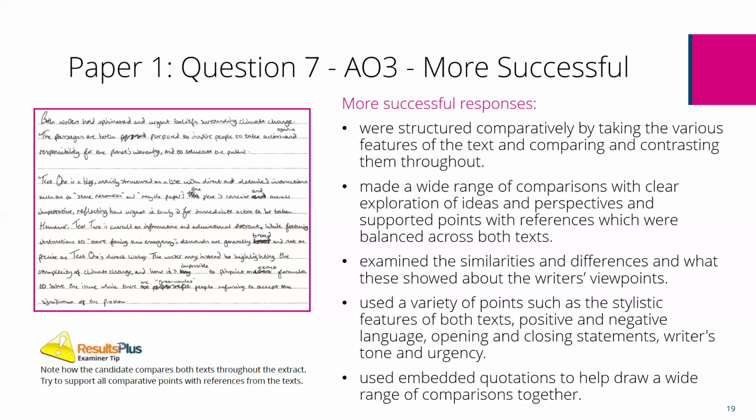They used a variety of points, such as the stylistic features of both texts, positive and negative language, opening and closing statements, writer's tone and urgency. And of course, tone will always be something that encourages candidates to talk about perspective. And they used embedded quotations to help draw a whole range of comparisons together. Another helpful tip that's specific to this level 5 response: note how the candidate compares both texts throughout the extract. Try to support all comparative points with references from the text.